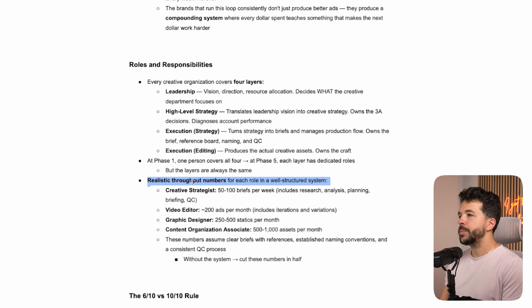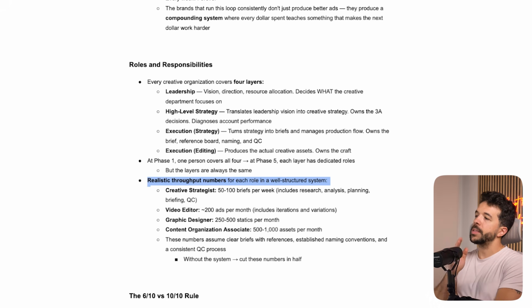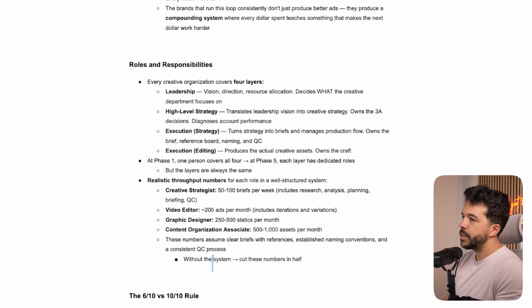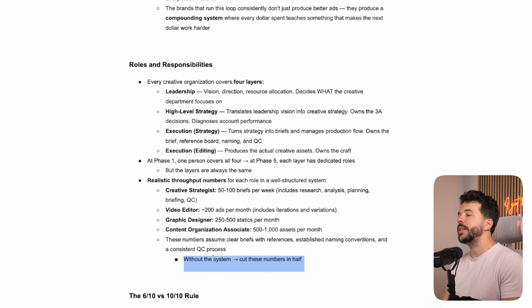In terms of the realistic throughput numbers, not considering agents, creative strategists brief 100 ads per week. Video editors produce 200 ads per month. Graphic designers produce 250 to 500 statics per month. And these numbers assume clear briefs with references, established naming conventions, and consistent QC. Without the system, cut these numbers in half.